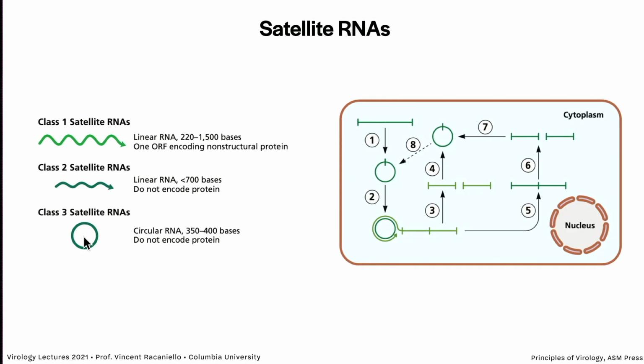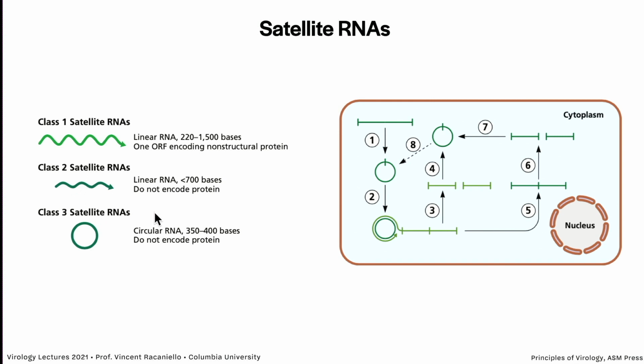The important part is that they don't encode capsid proteins. There are longer ones, class 1, 220 to 1,500 bases of single-stranded RNA, and these can have one open reading frame encoding some kind of non-structural protein. They don't encode structural proteins. Class 2 are a bit shorter, and they don't encode any protein. And finally, class 3 are circular, shorter even, and again, don't encode protein. So these have to be reproduced, of course, in a helper virus infected cell.